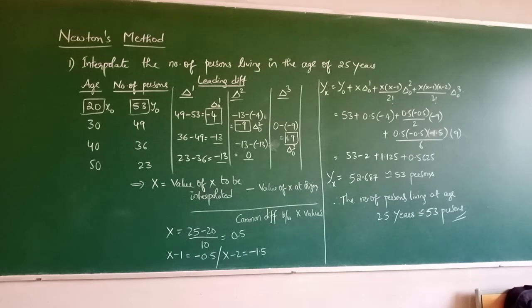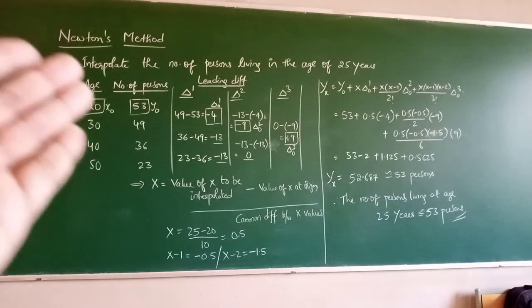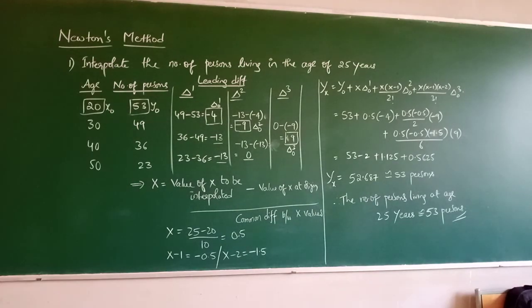In this question only you can easily observe there is no missing value shown in the table. And did they mention in the question this is from Newton's method? No. By seeing the table itself, question itself, you can identify which method is applicable. Am I clear, guys? So this is the basic problem of Newton's method.